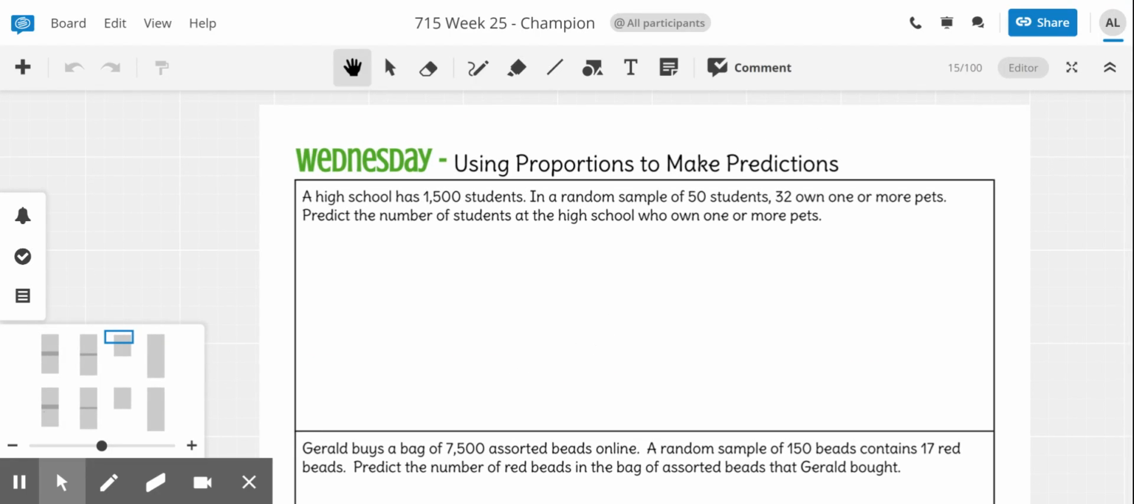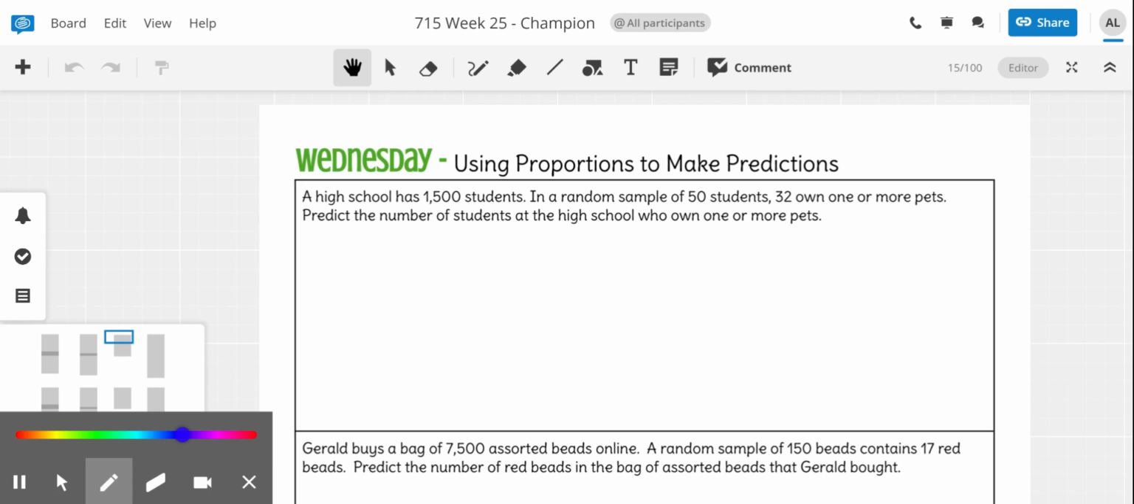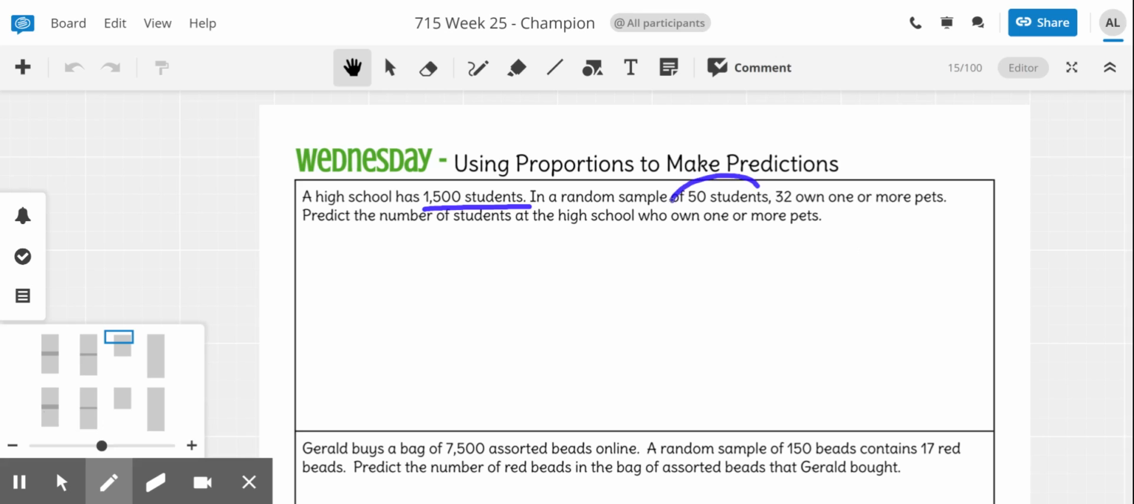It's Wednesday. Let's solve some problems by using proportions to make predictions. Question number 1. A high school has 1,500 students. In a random sample of 50 students, 32 own one or more pets. Predict the number of students at the high school who own one or more pets.